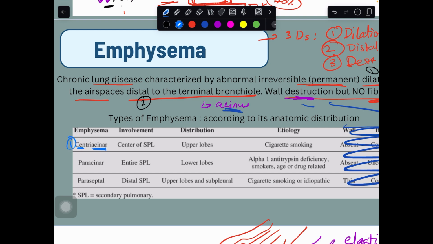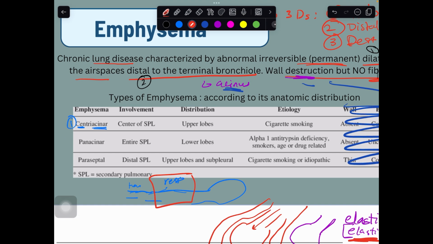We know this is the terminal bronchiole, and distal to the terminal bronchiole we have respiratory bronchioles. I'm just going to name it, I'm not going to draw it. And then we have the alveoli. So the central part is my respiratory bronchiole. So what is being affected in centri-acinar? Respiratory bronchioles. Very important.